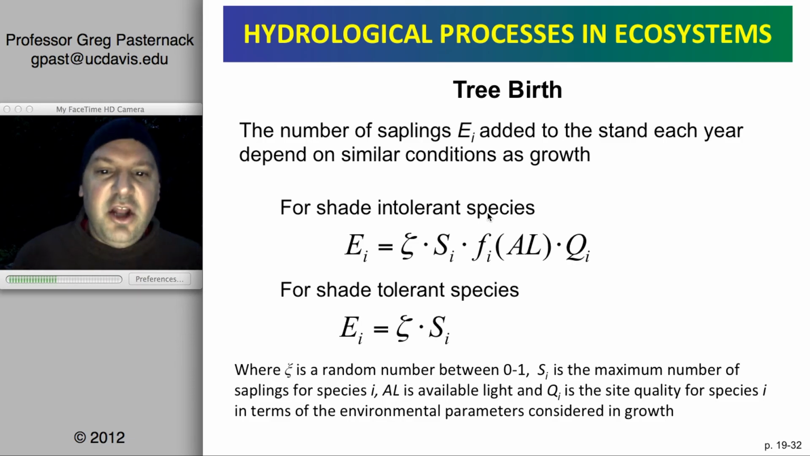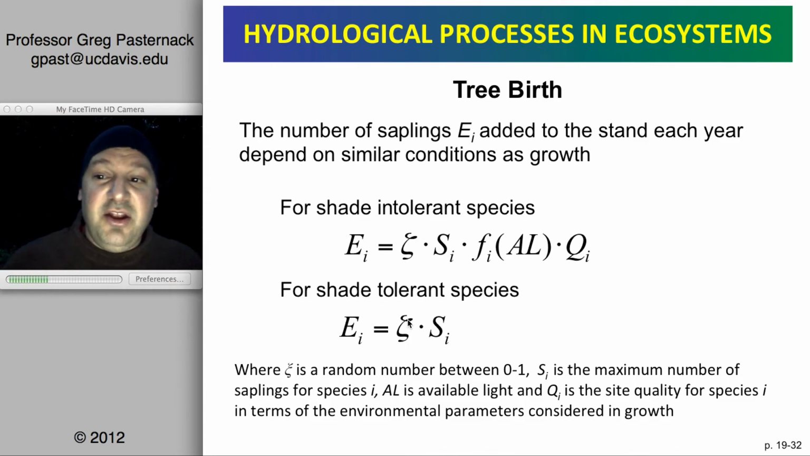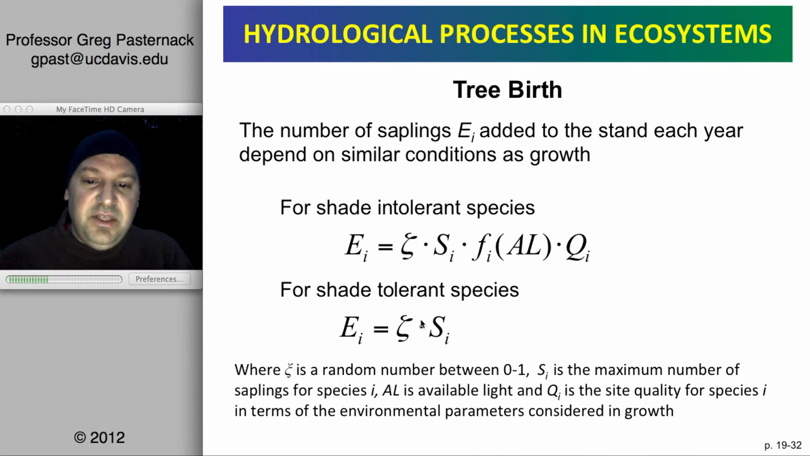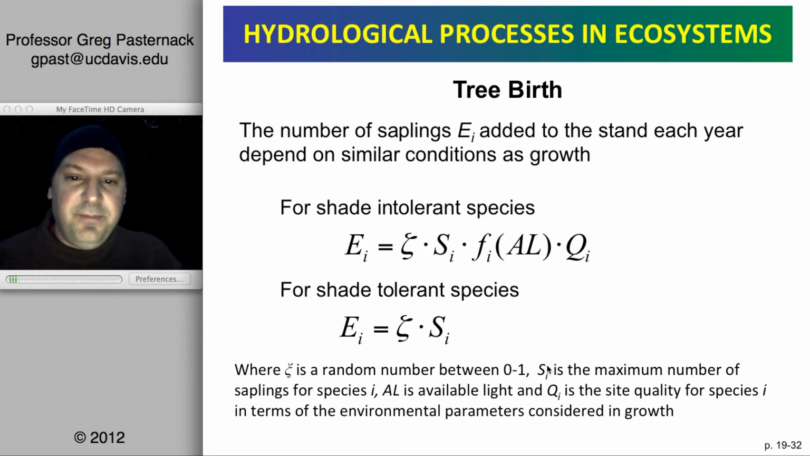So then trees can also be born, and the number of saplings that are added to the stand each year are going to depend on different things. If the tree is tolerant of shade, let's just start there, it doesn't care whether it's shady or not, then we just simply say we're going to have a random number between 0 and 1, and then SI is the maximum number of saplings. So that could be obtained by doing a seed dispersal study for that tree.